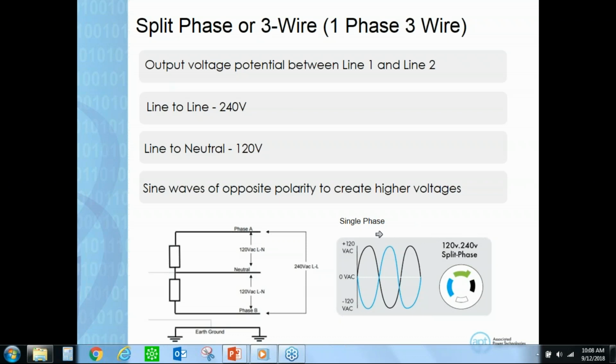And the way split phase power works is it has 2 sine waves of opposite polarity, and when the opposite polarity sine waves are traveling, they're actually adding up to provide the difference of voltage between line 1 and line 2.